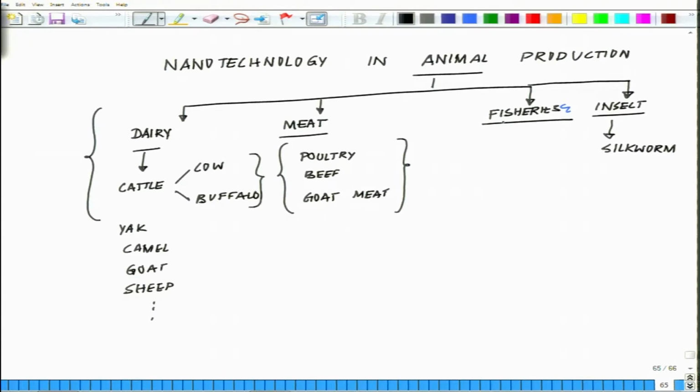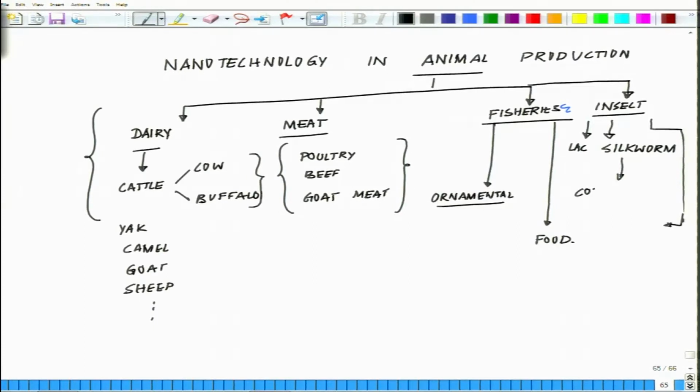In terms of the fisheries, you have two classes of fisheries. One is for the food purpose, the other is for the ornamental fishes, which is also a very big market. And in terms of insects, silkworm, lac, and a few other insects which have commercial significance.